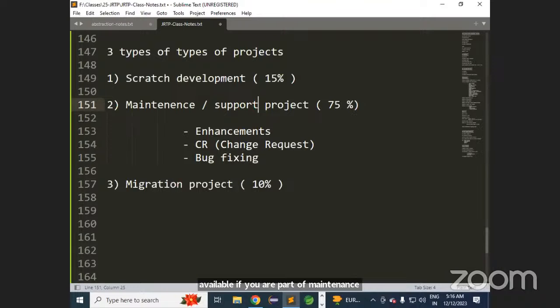What is a scratch development project? Everything from the beginning, we are going to develop that. Okay, next one, migration. What is the meaning of migration?